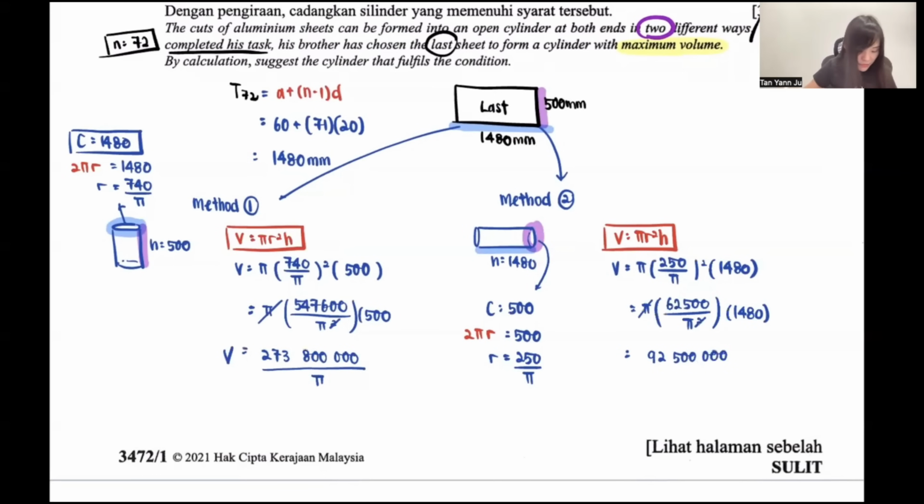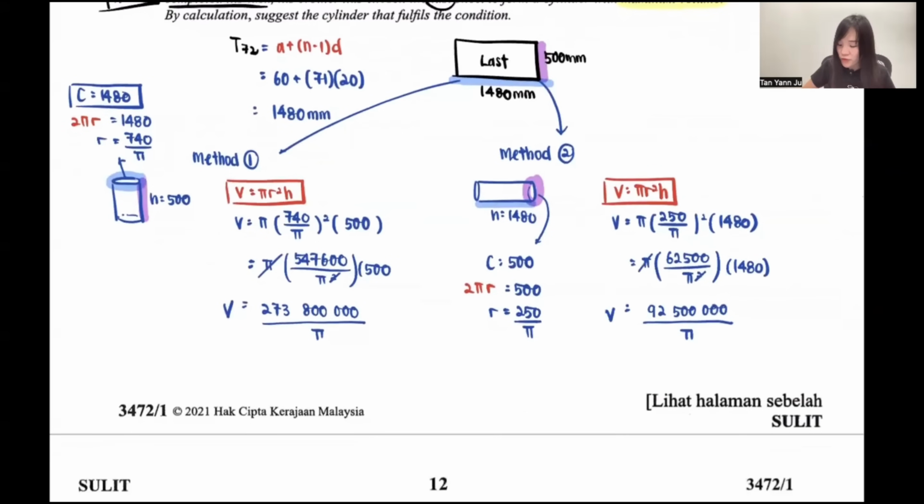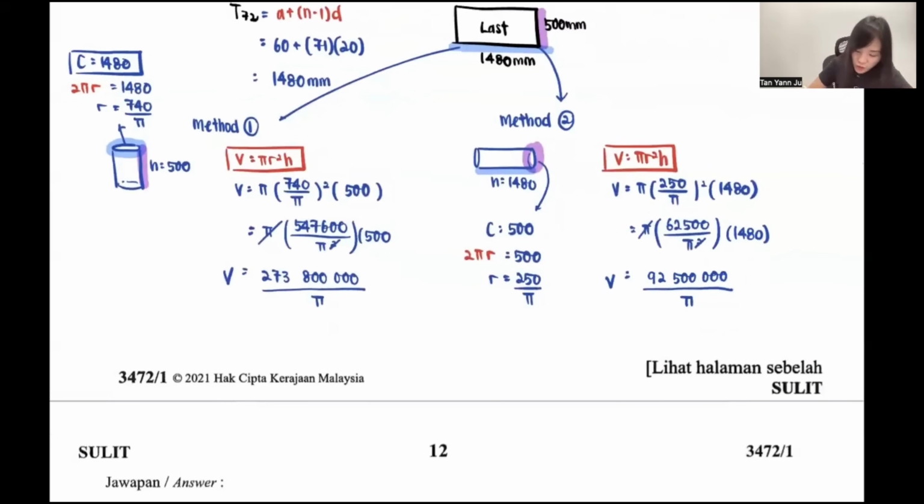92,500,000 over pi. Do I see it wrongly? 92,500,000. Okay, guys, both of the volumes, I already found it. Quite obvious, you want the maximum volume. So, guys, which one is the maximum volume? Method 1.